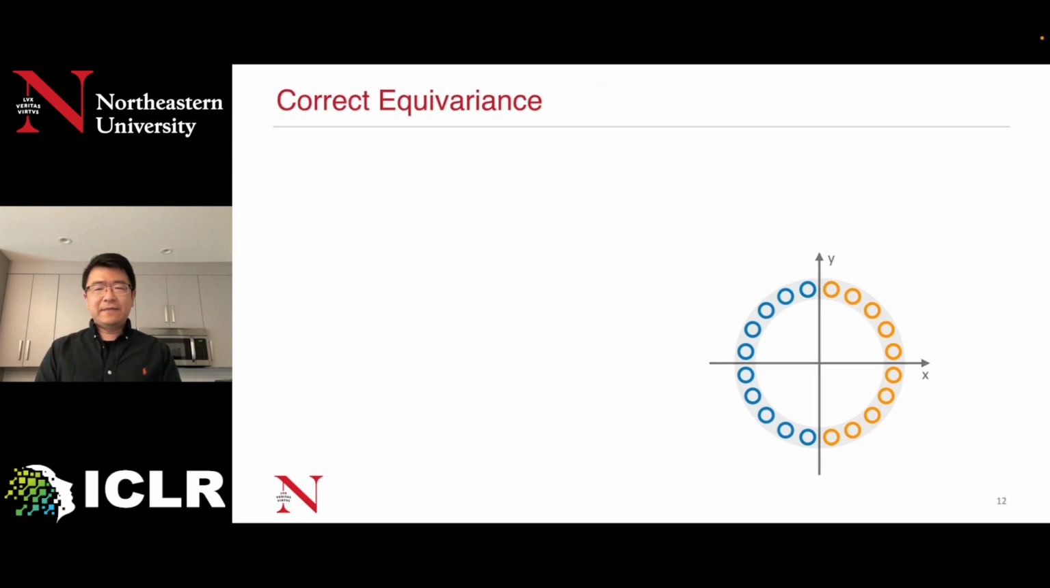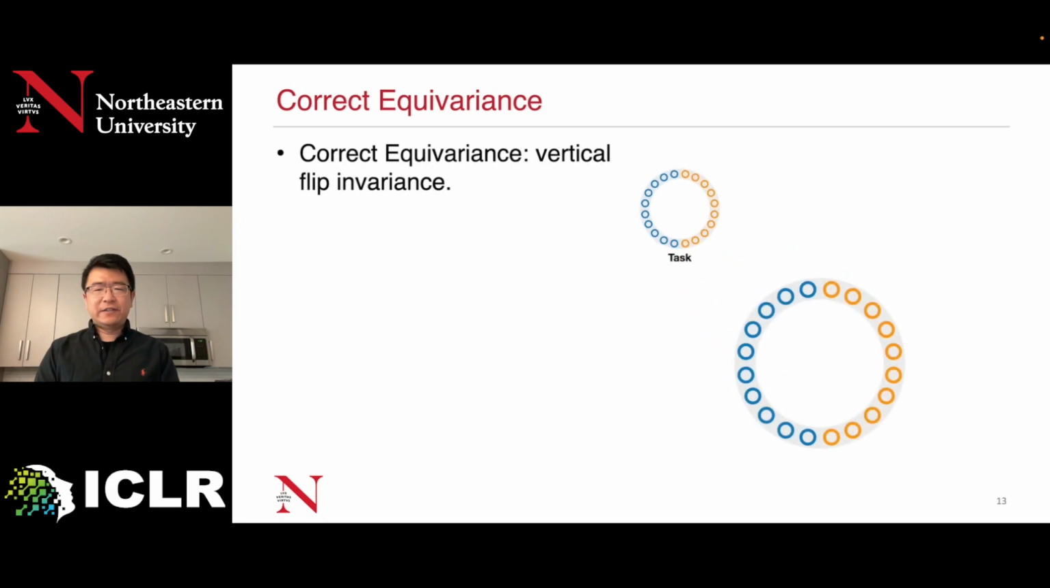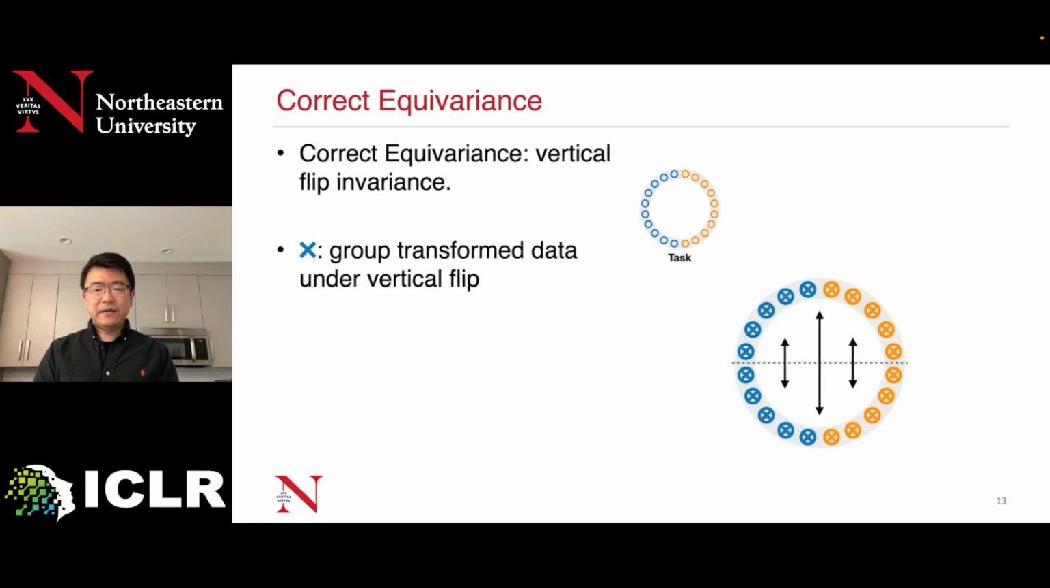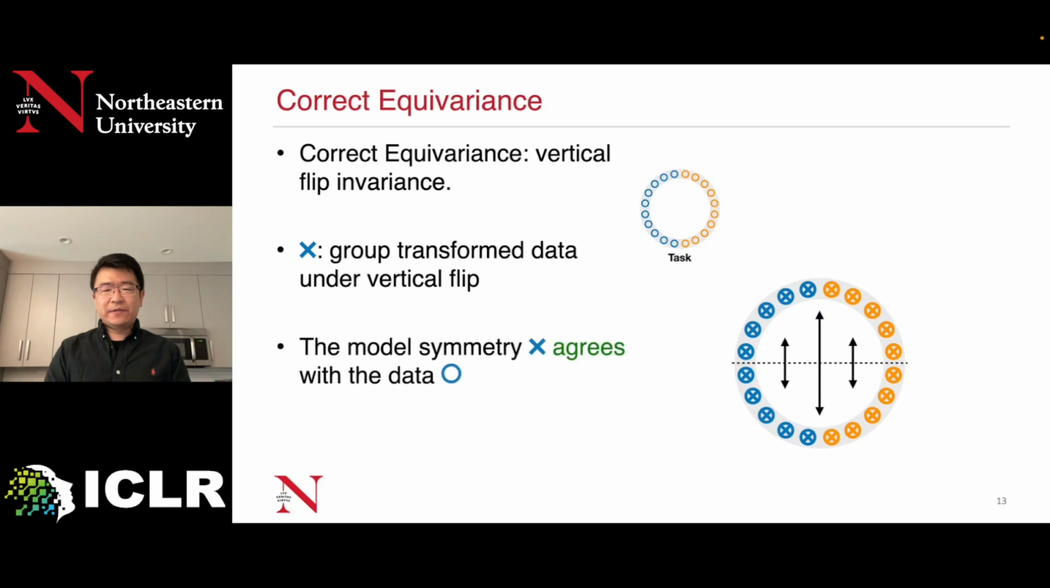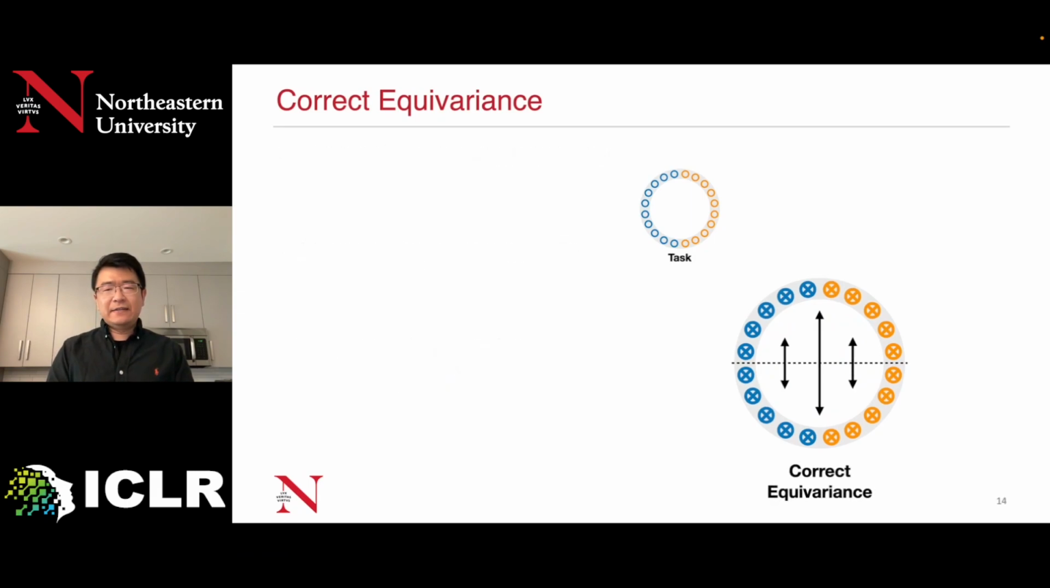Since there's some structure of the data, we can consider using an equivariant network to solve the task. First, let's imagine an equivariant network that's invariant to vertical flip. We show the group transformed data under vertical flip in crosses. If we compare the crosses with the circles, which is the original data, we will see that their colors perfectly match. That means the symmetry in the model agrees with the symmetry in the problem. We call this correct equivariance, and this is also the case where people normally use equivariant networks in.